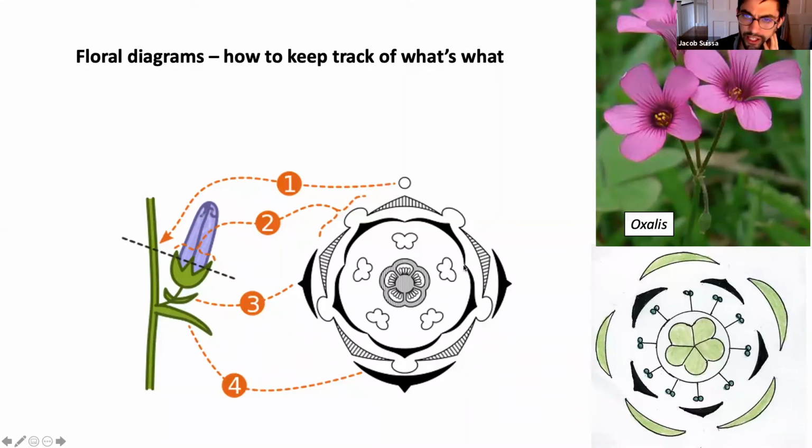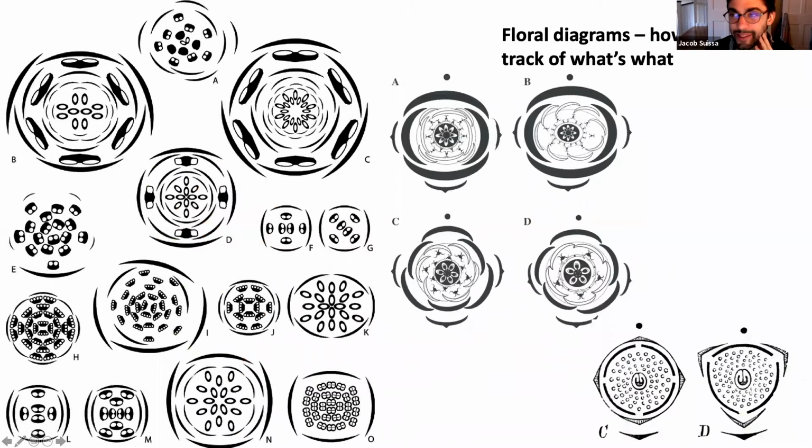But anyway, that's how you read floral diagrams. And just to kind of confuse things a little more, floral diagrams can be very, very confusing. And there are many of them, and I don't think we have any of these in our labs, and I don't think you're going to need to know this, but this is just how people keep track of floral morphology.